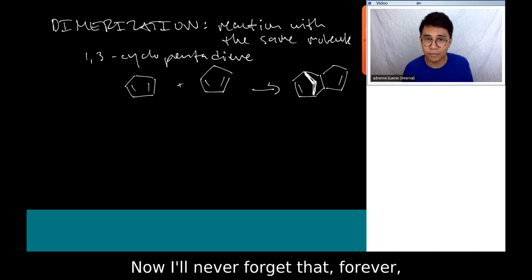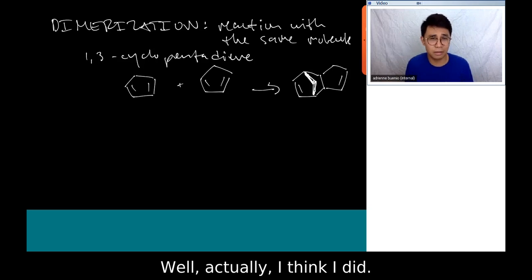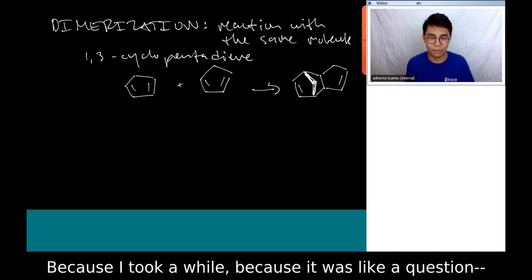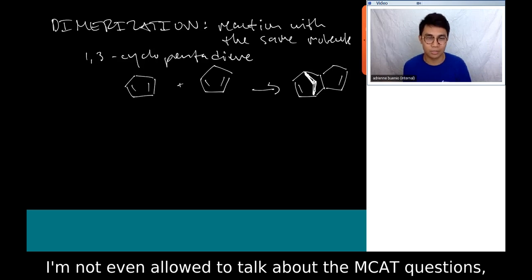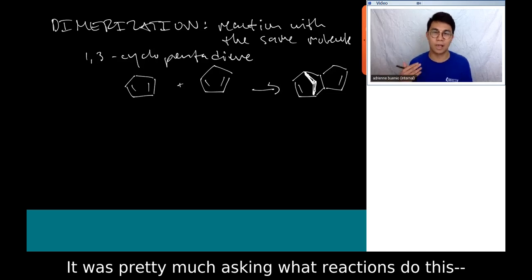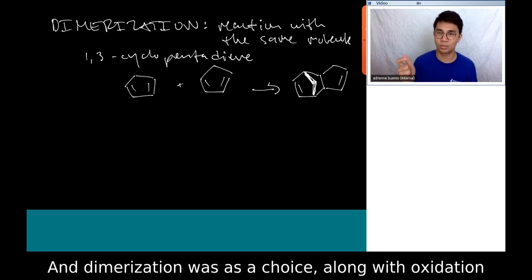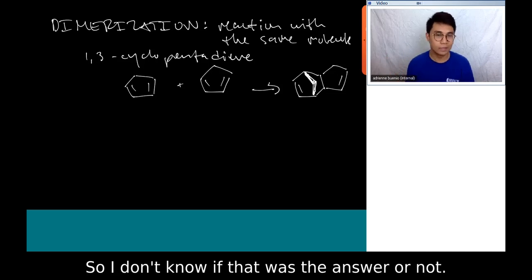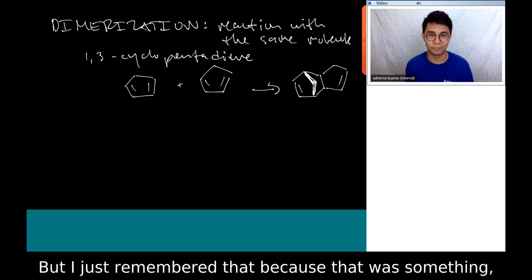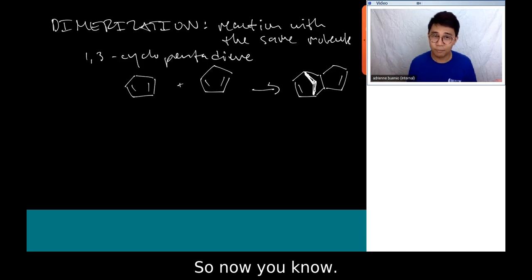Now I'll never forget that forever because it was on my MCAT. I don't know why I remembered that. Well, actually, I think I did because I took a while because it was like a question. I'm not even allowed to talk about the MCAT questions, but it was pretty much asking like, what reactions does this go through, and dimerization was among the answer choices, along with oxidation, reduction, things like that. So I don't know if that was the answer or not, but I just remember that because that was the thing. Like, what is dimerization? So now you know. Hopefully, if you see that on your test or whatever, you won't forget it.